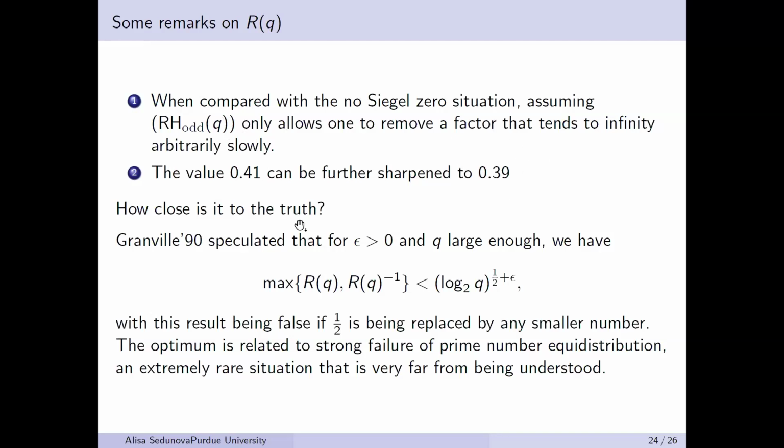And the good question is how close this is to the truth if we believe whatever we want to believe. So Granville in the 90s speculated that this value is bounded by log q to the power 1/2 plus epsilon. And this result is false if this power is replaced by any smaller number. So this 1/2 is really related to an extremely rare situation that no one believes in.